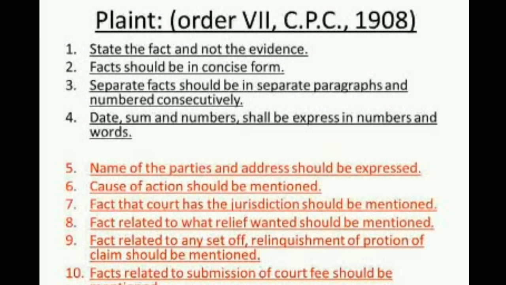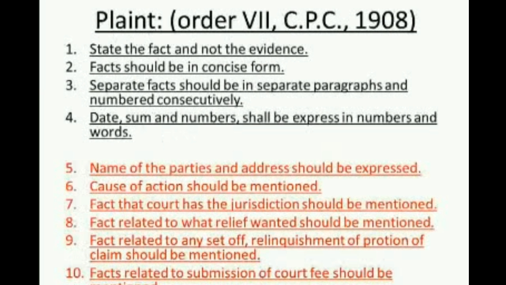So in this video here you can see the plaint is provided under Order 7 of CPC, and these are the bullet points, you can say important rules according to which you have to write your plaint, and these rules will help you a lot. Rules 1 to 4 apply to written statement also, but rules 5 to 10 only apply to plaint. So we will discuss one by one.